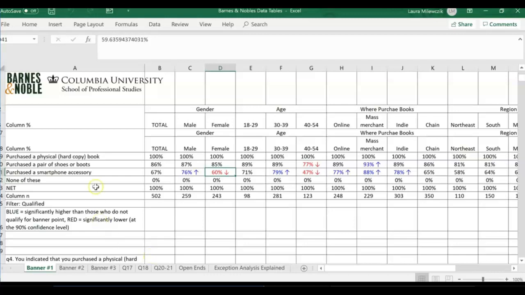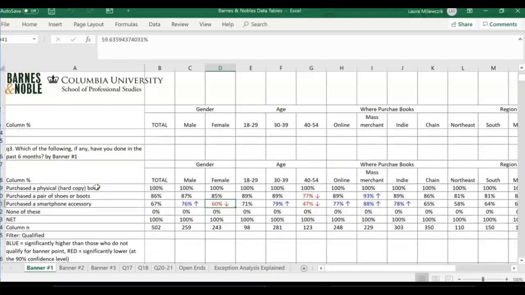So in this case, our question here was, which of the following, if any, have you done in the past 6 months? Have you purchased a physical hard copy book, purchased a pair of shoes or boots, or purchased a smartphone accessory? If we wanted to look among our total respondents, we would be able to say everybody purchased a physical or hard copy book.